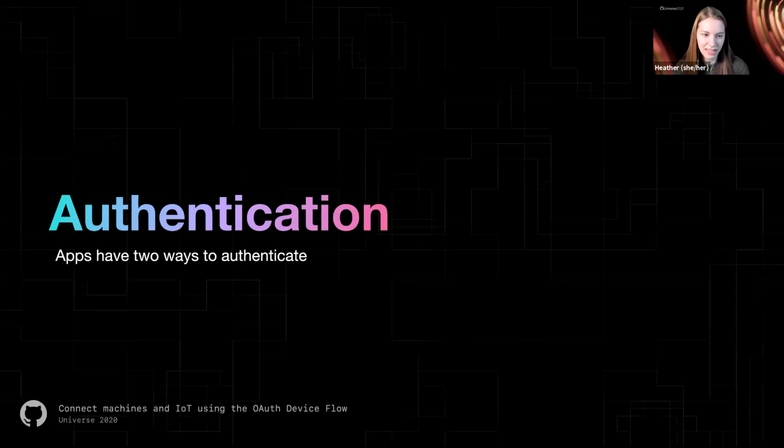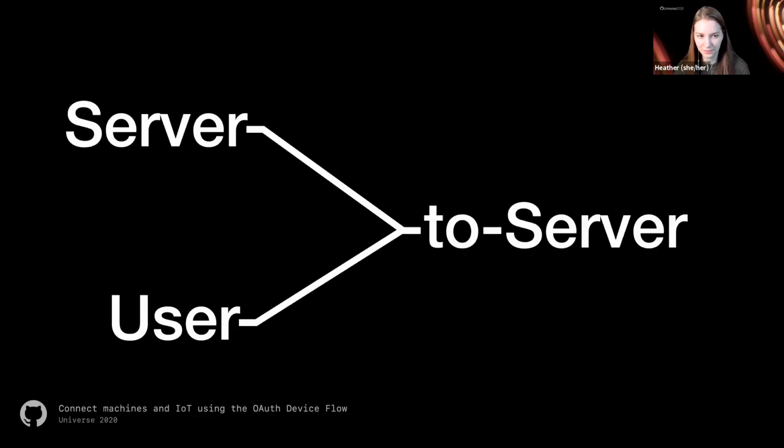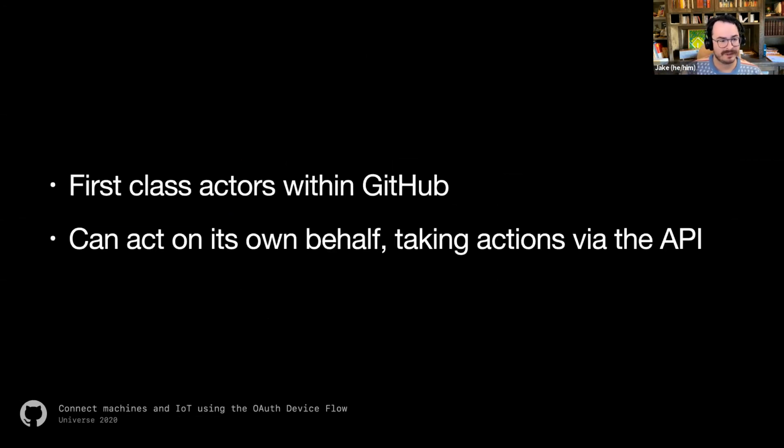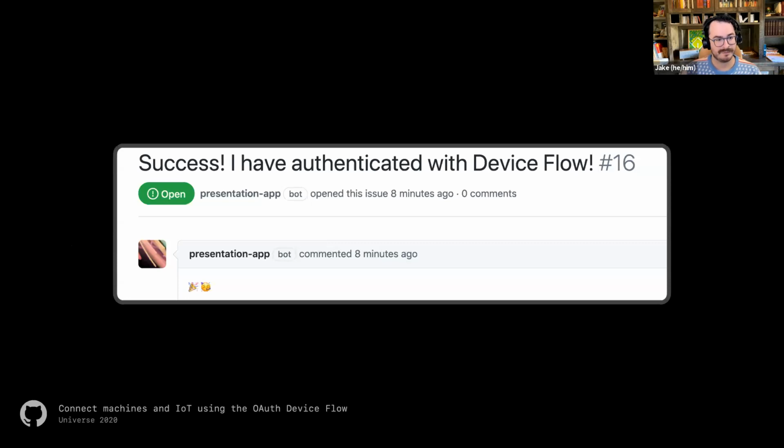Exactly. And to enable multiple identities for GitHub Apps, we have two ways to authenticate: server to server and user to server. Server to server is the app interacting with the API as the app itself. Like Heather said, we built GitHub Apps to be first-class actors within GitHub, meaning that apps can do things like author commits, create pull requests, make comments, and like we just saw, approve a pull request. Here we have an excellent screenshot of an app creating an issue, and you can see that both the issue and the issue comment are displayed as authored by the app itself.